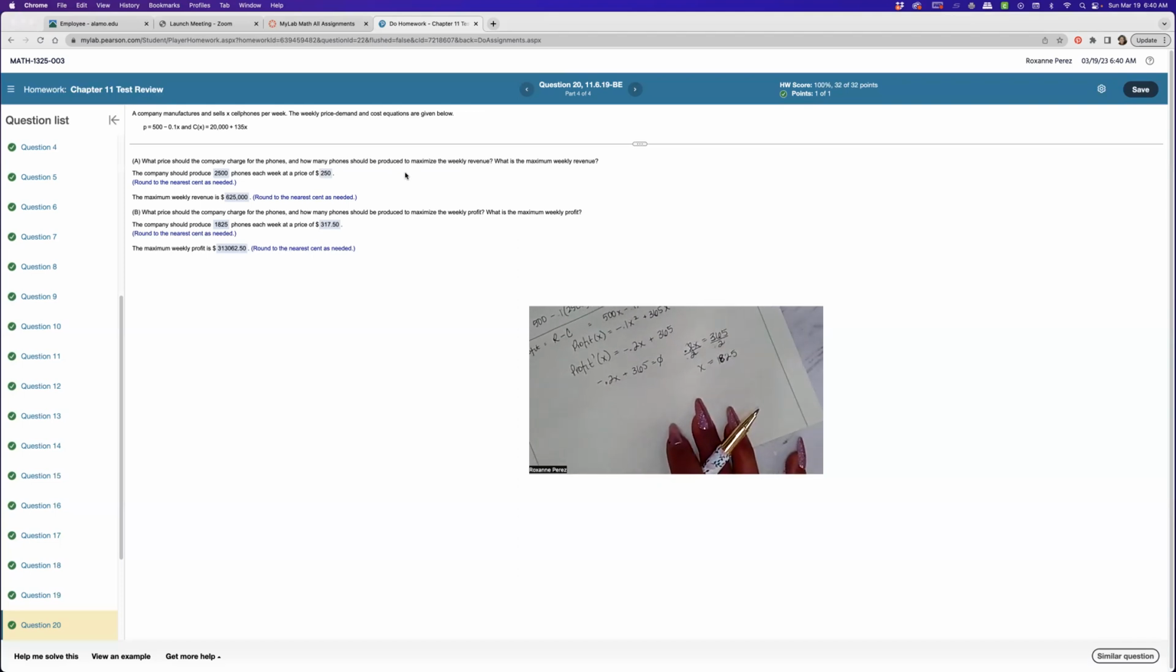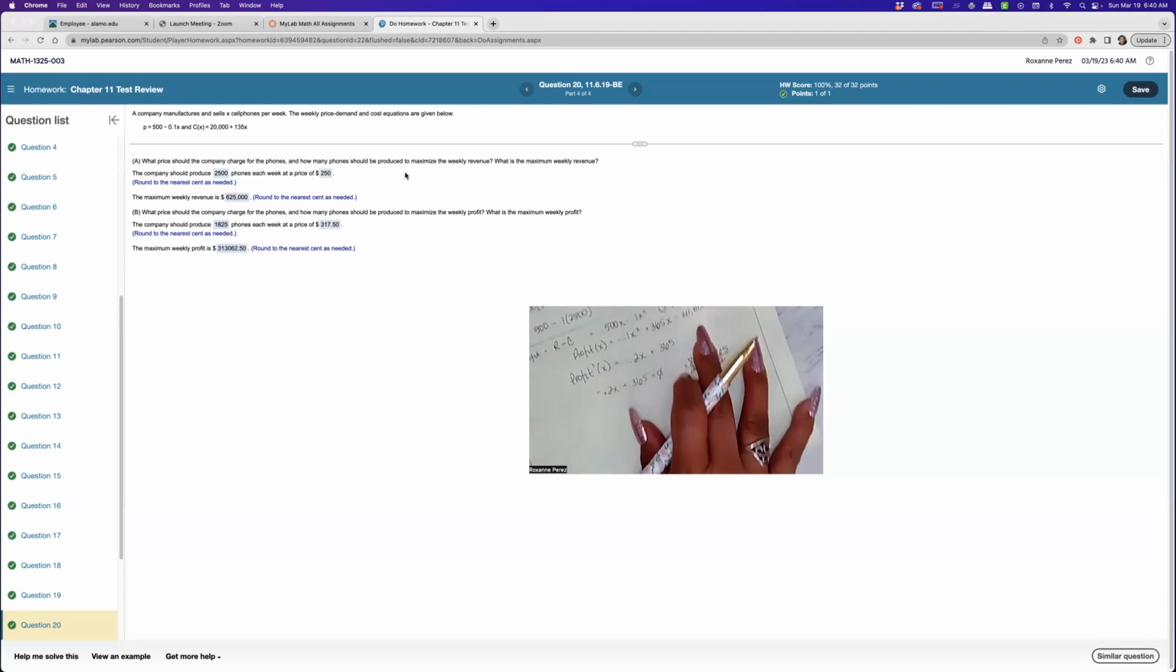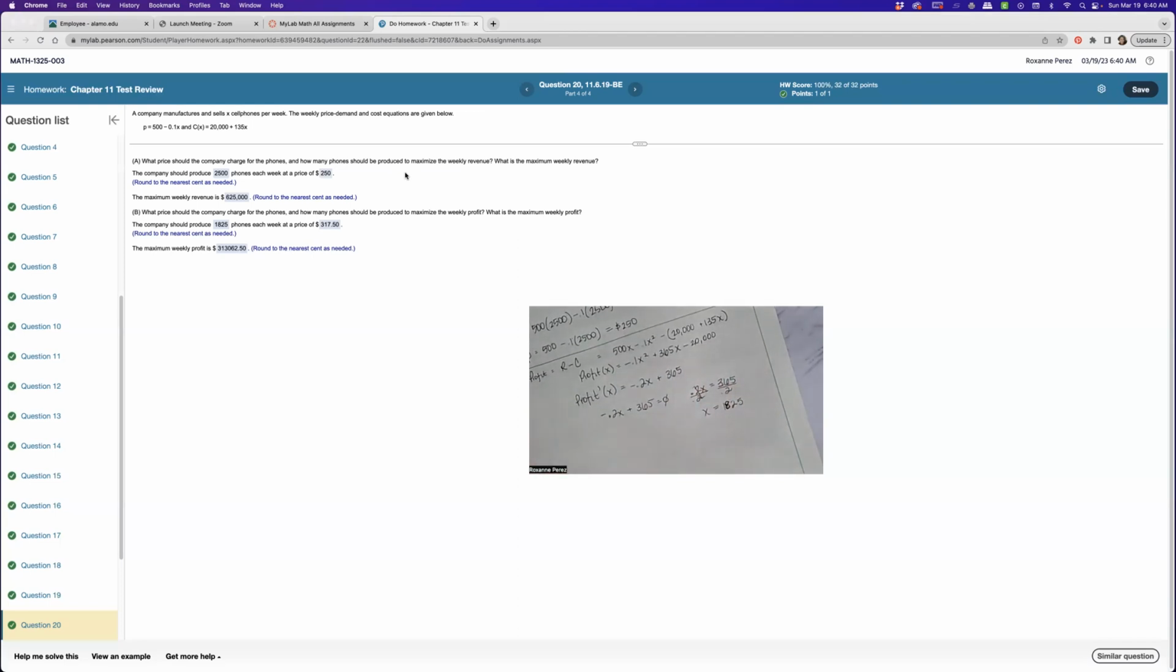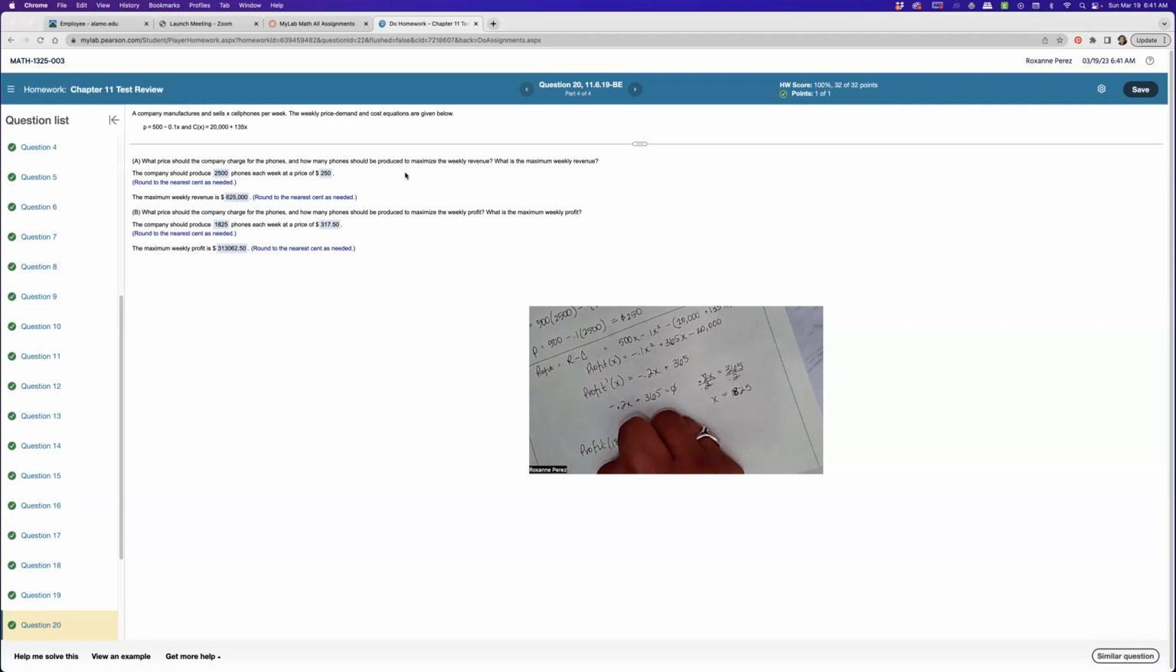Okay, so now I'm going to plug in this x into my profit function. 1825 squared plus 365 times 1825. Okay, and that's going to give me profit evaluated at 1825 equals 313,062.5.